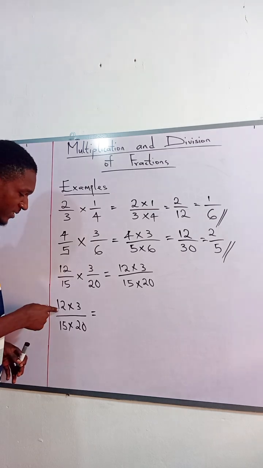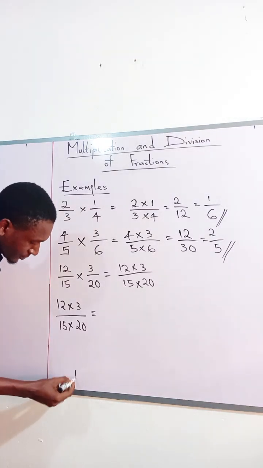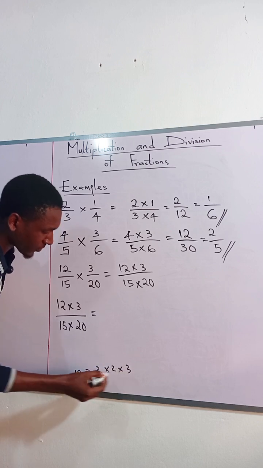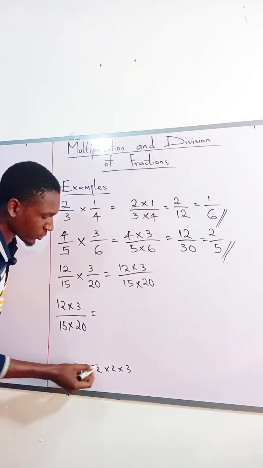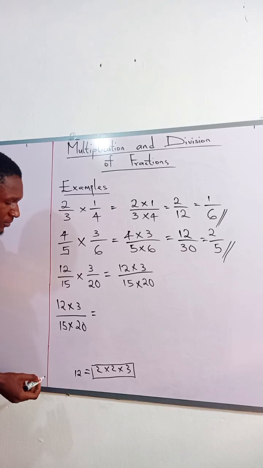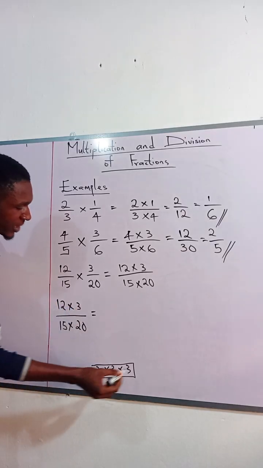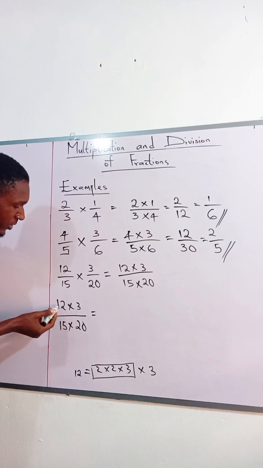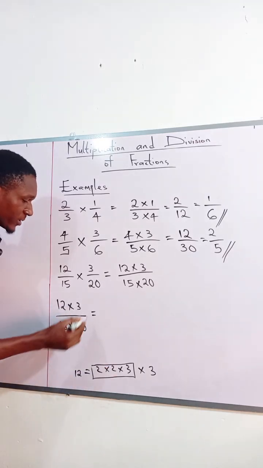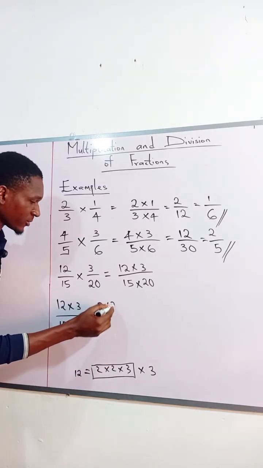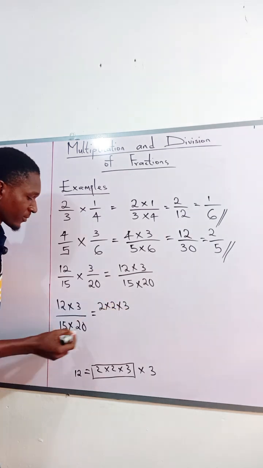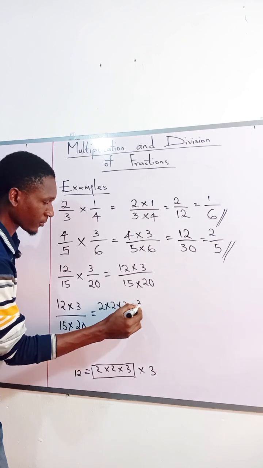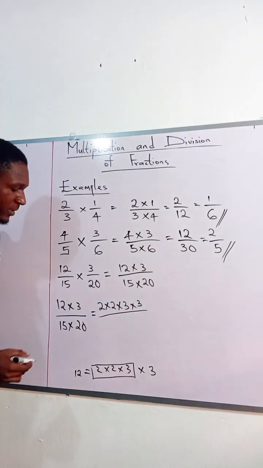Instead of 12, remember 12 is what? 12 is 2 times 2 times 3. 2 times 2, 4, times 3, 12. This is what you can replace 12 with. Multiplied by 3. So our numerator is going to be 12 times 3, but instead of 12, we'll write 2 times 2 times 3, then multiplied by this remaining 3. You see, we are breaking them into small numbers.